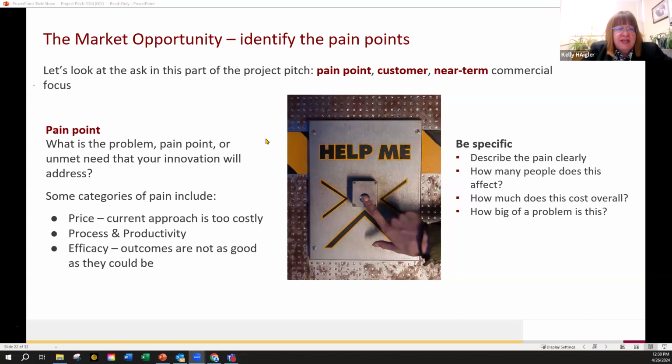Some categories of pain might be that it's too expensive, that process or productivity levels are low, or that outcomes are not as good as they could be. You want to be very specific when explaining those pain points, and talk about how many people this affects, what the overall costs are, and how big the problem is.